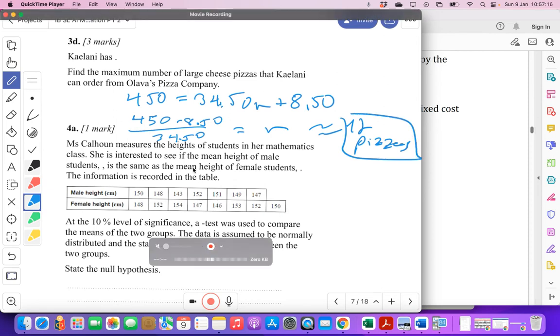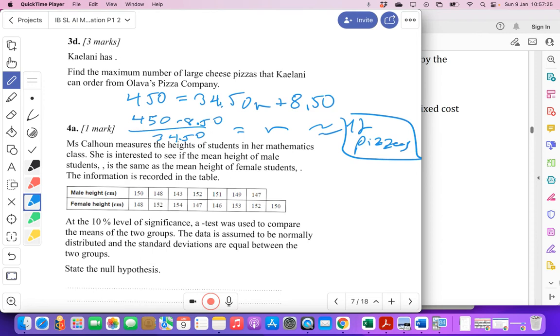Okay, Ms. Calhoun is going to be measuring the heights of her students in her mathematics class. She's interested to see if the mean height of the males is the same as the mean height of the female students. Okay, so this is again a statistics question. We're going to be using a t-test. Again, text is missing here. We're going to be using a t-test to compare the means of the two groups.